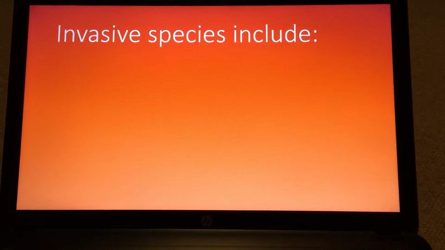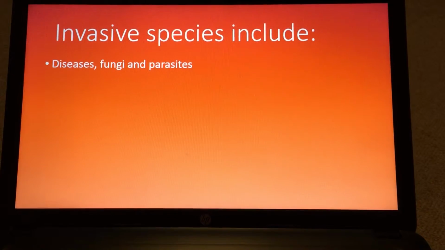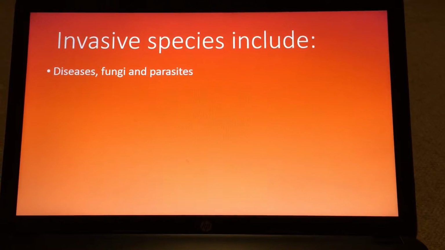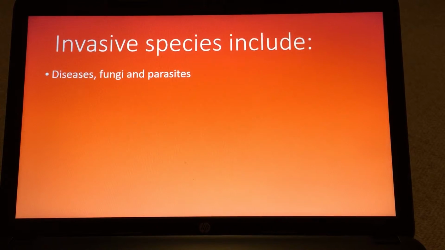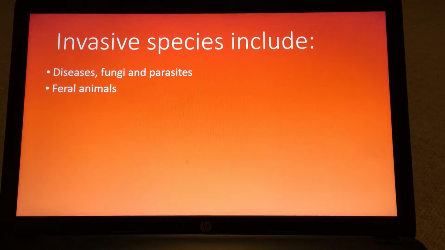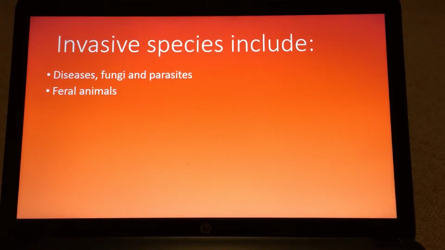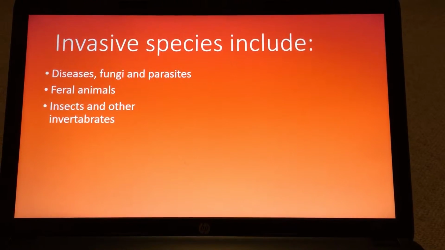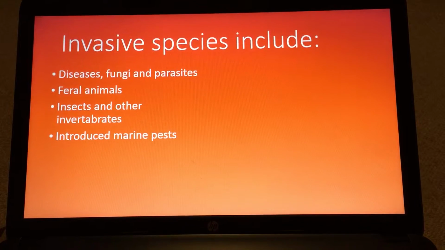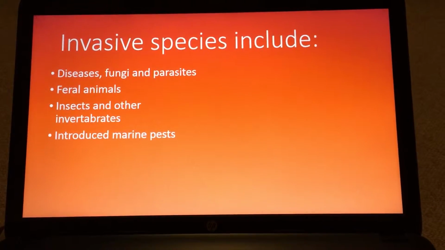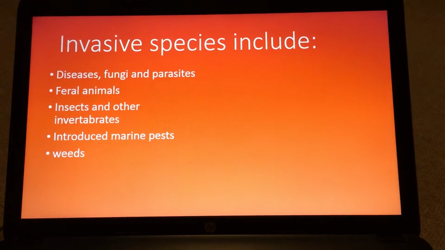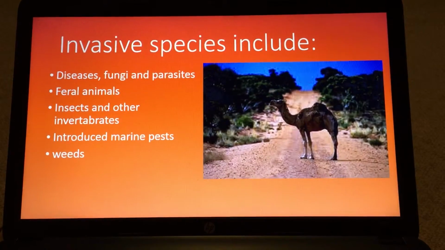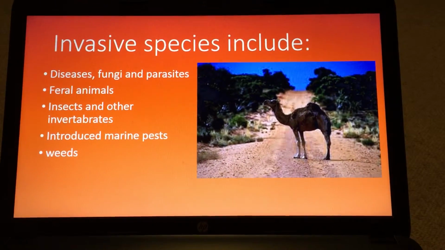Invasive species include diseases, fungi, and parasites, feral animals, and I'll have some examples of those in a minute, insects and other invertebrates, introduced marine pests, and weeds. That is a feral camel.